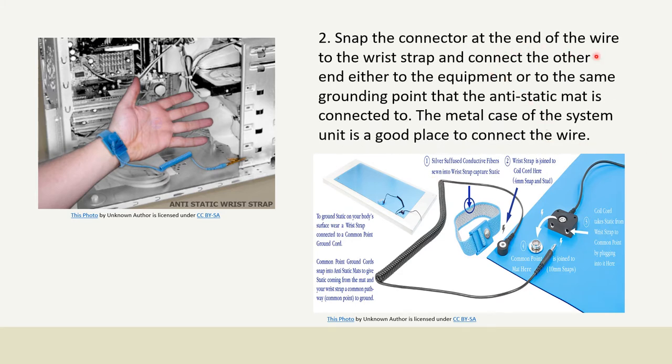And then number two, snap the connector at the end of the wire to the wrist strap and connect the other end either to the equipment or to the same grounding point that the anti-static mat is connected to. So, pwedeng dalawa. Pwede mo siyang i-connect, like dito sa second picture ko, sa grounding point ng anti-static mat. Or, di kaya naman, the metal case of the system unit is a good place to connect the wire. Pwede mo siyang i-connect sa case ng system unit, katulad nung ginawa dito sa picture. Okay.